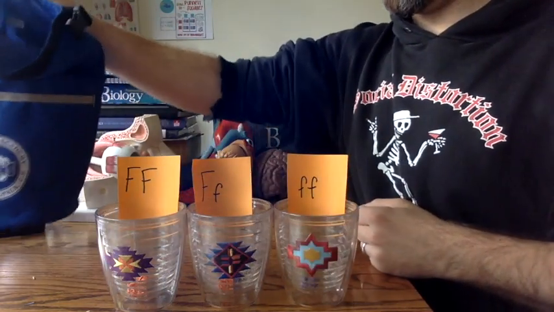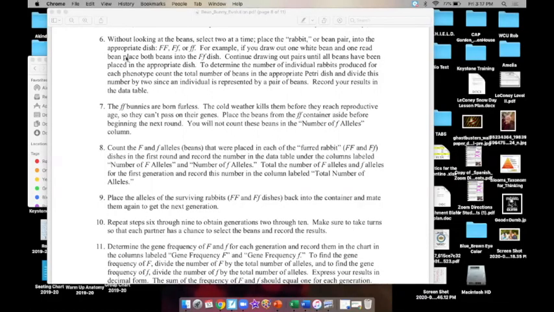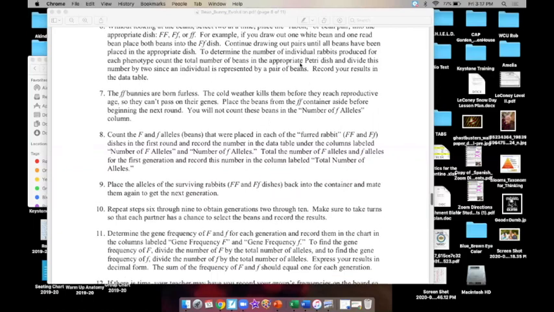For example, if you draw out 1 white bean and 1 red bean, place both beans in your big F little f dish. Common sense. Continue drawing out pairs until all the beans have been placed in the appropriate dish. To determine the number of individual rabbits produced in each phenotype, count the total number of beans in the appropriate petri dish and divide this number by 2, since the individual is represented by a pair of beans. Record your results in the data table.